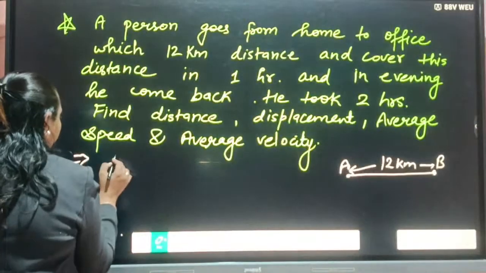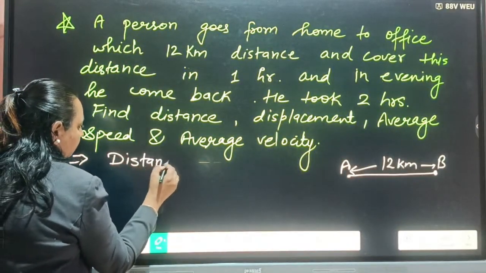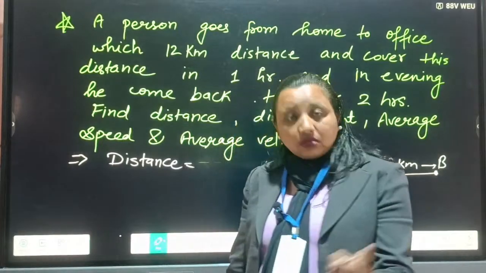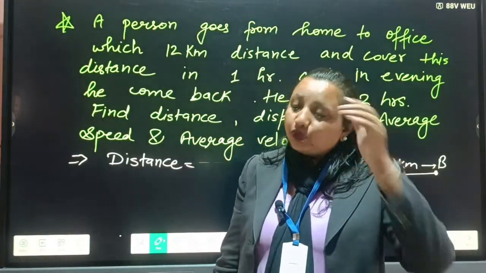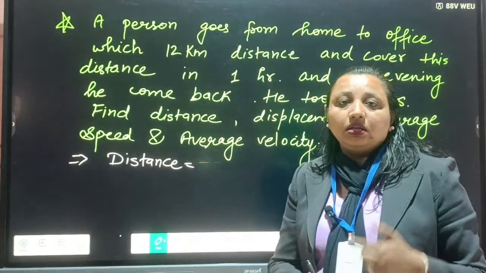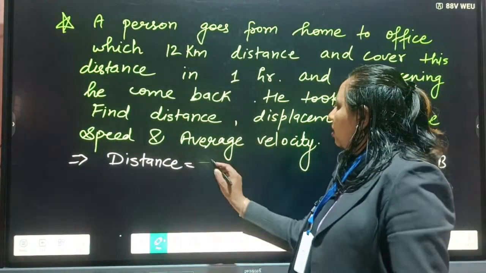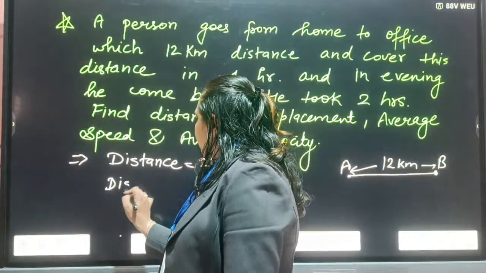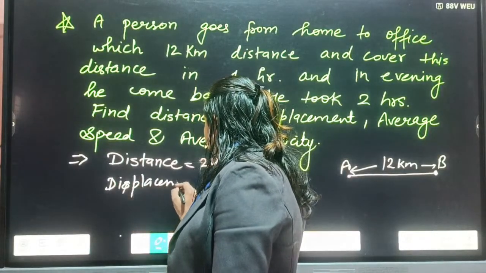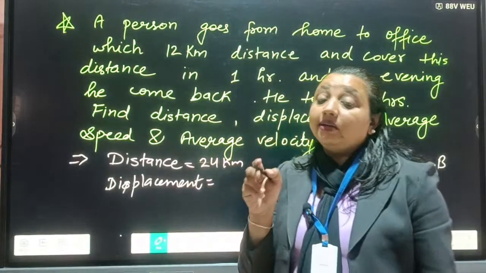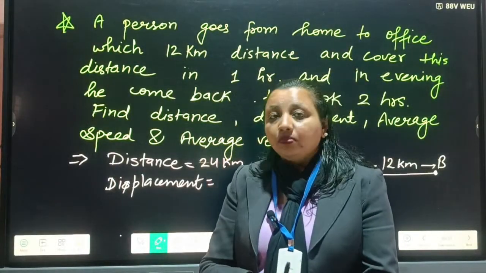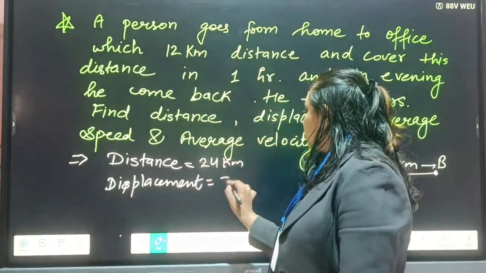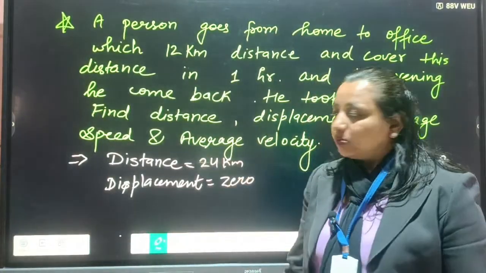So in this case, what is the total distance at the end, in the evening? The question is asked after the whole motion is complete. So total distance is 12 going and 12 kilometers coming. Total distance is 24 kilometer, right? If we talk about the displacement, because he returned back to the same point, he returned back to home. So when the object returns to its initial position, its displacement is equal to 0. Okay, the displacement will be 0.